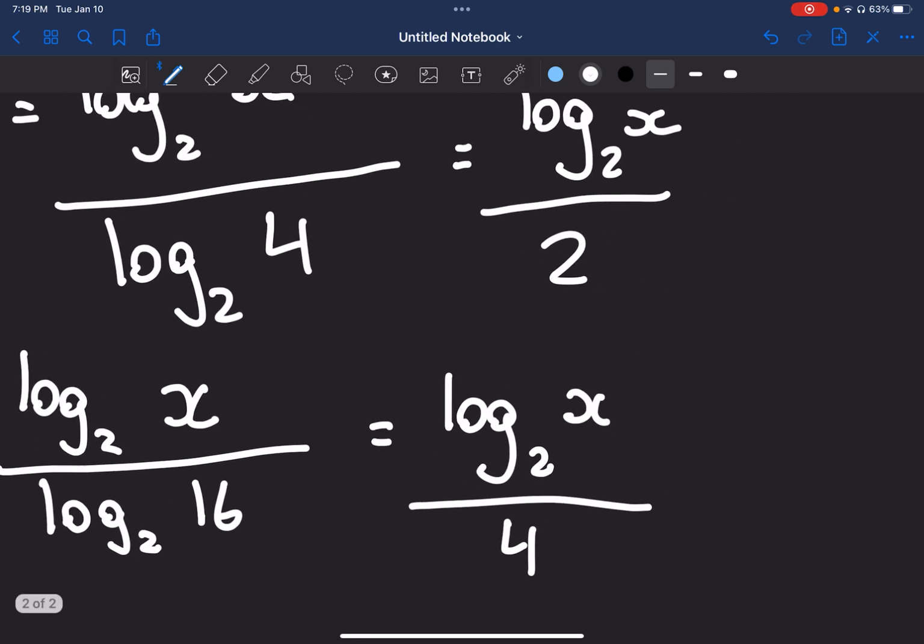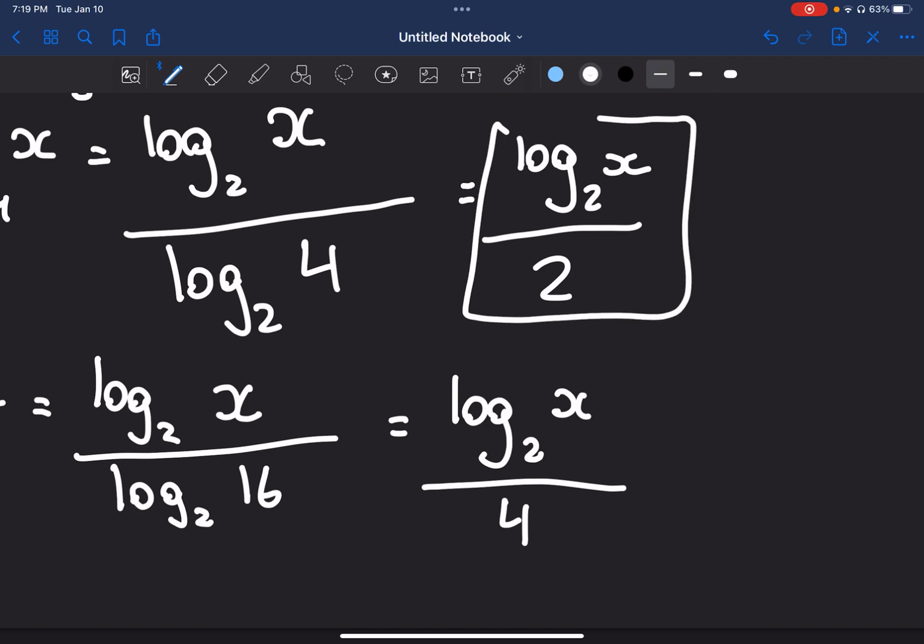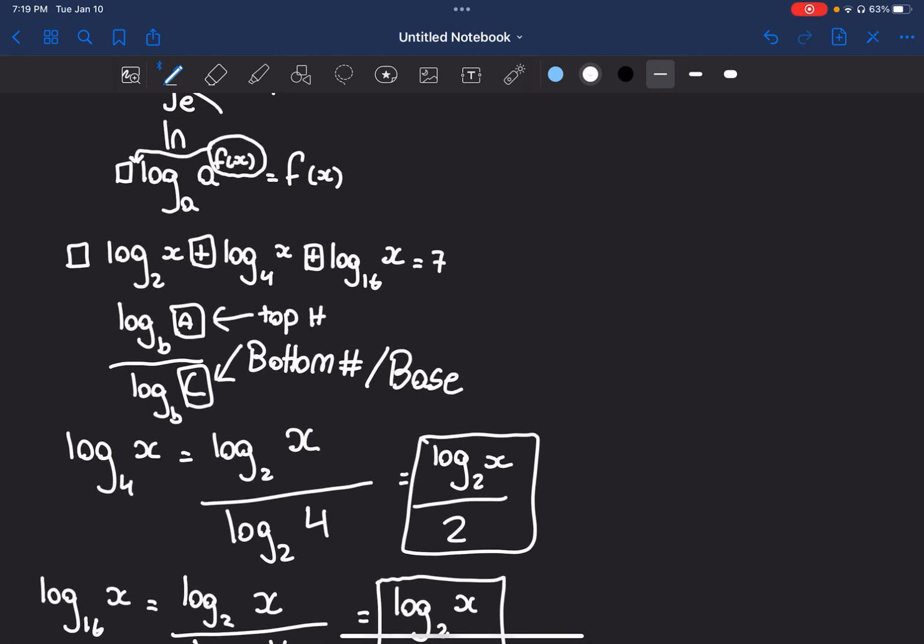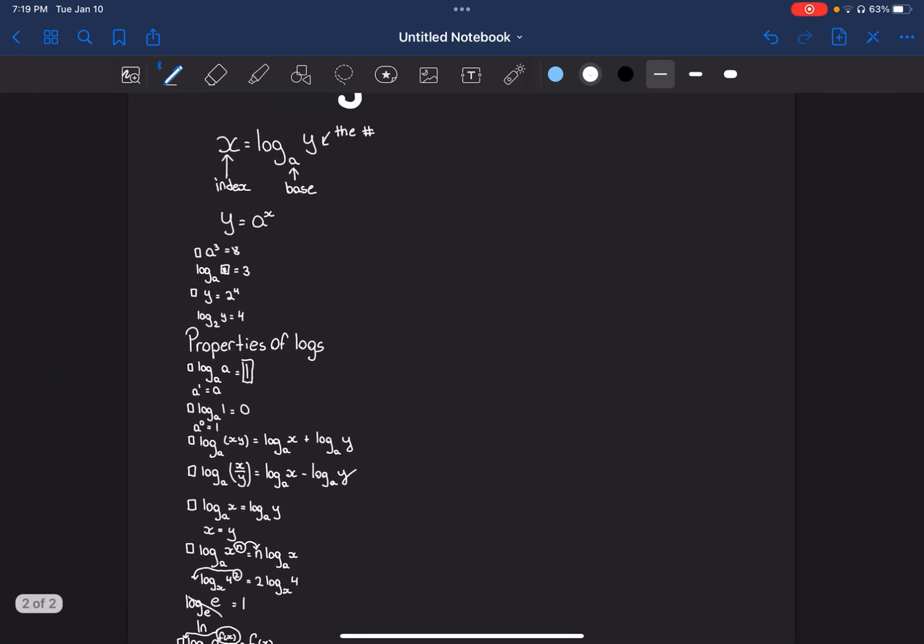So now that we have everything in log base 2, we can completely rewrite our original equation. Let me go up so that we can use some more space.